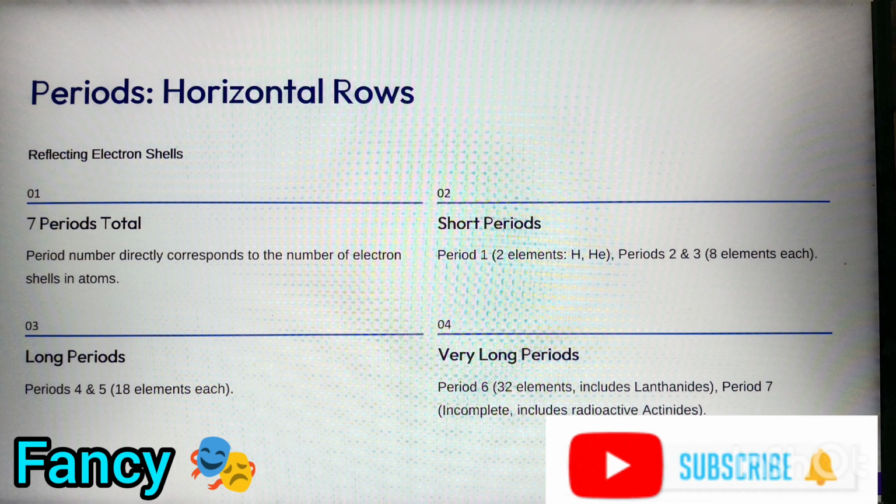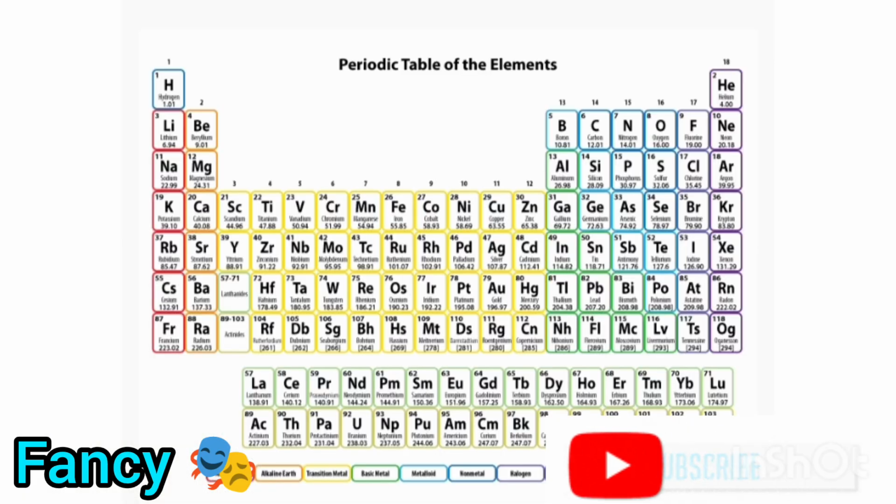As I told you, the periods are nothing but the horizontal rows in the periodic table. Okay. So how many periods are there in the periodic table? There are 7 periods. In that, the first period has atomic numbers 1 and 2. This is the shortest period, we can say, and it contains only two elements, hydrogen and helium.